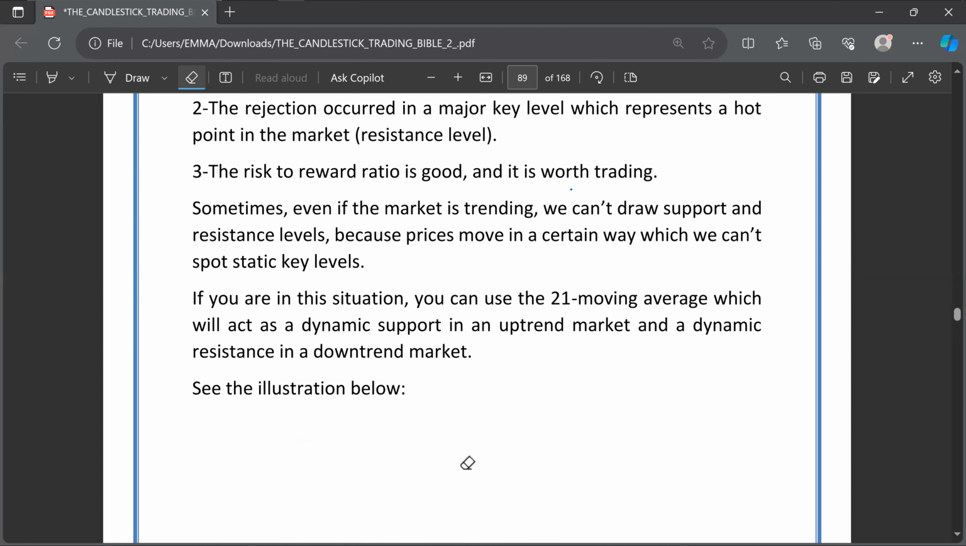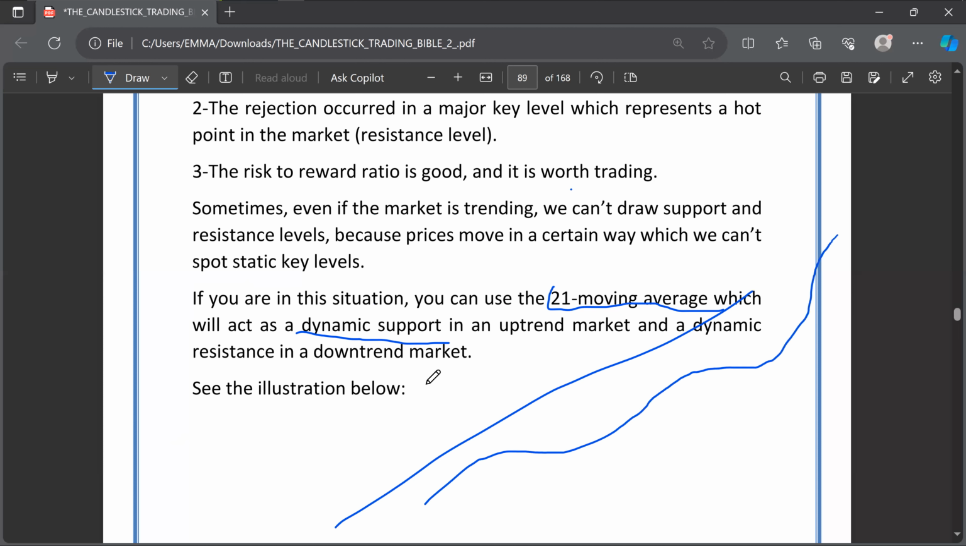If you are in this situation, you can use the 21 moving average, which will act as a dynamic support. Dynamic in the sense that it's not going to be straight. The trend line is no more in a straight line, but can be in a curve, tracing the prices and going just below them.